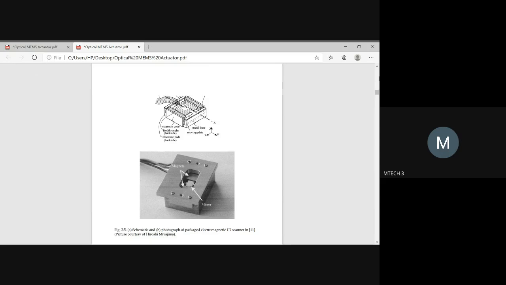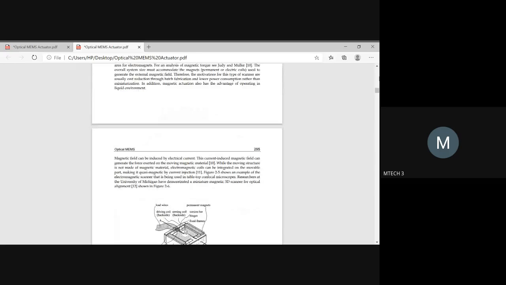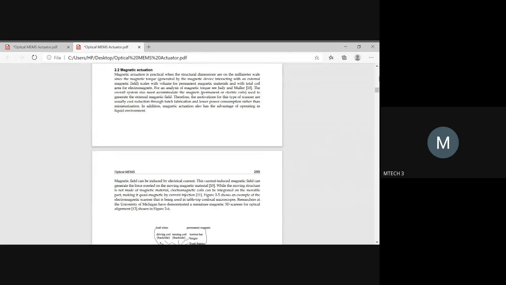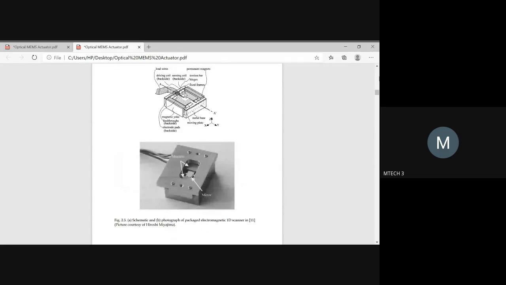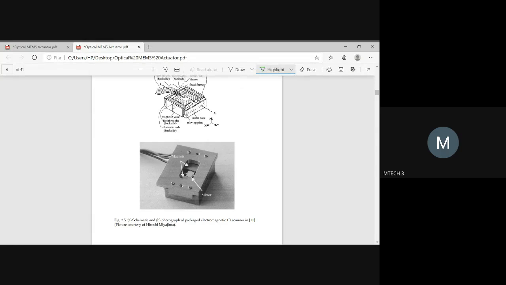So the next type of mechanism is magnetic actuation. They are just speaking about how the actuation works with the help of magnetic fields. Here the magnetic field is taken into the picture to perform the actuation work. This is just a schematic diagram and this is how the device looks. Here you'll be having magnets, one north pole and one south pole, and in between you will be having a mirror, right? So how does it work?